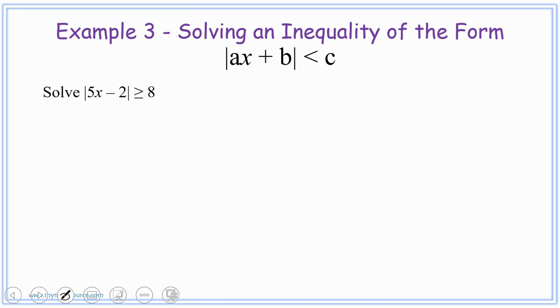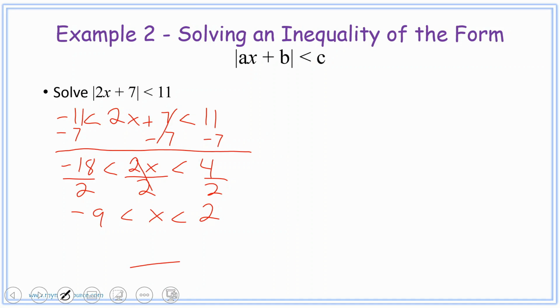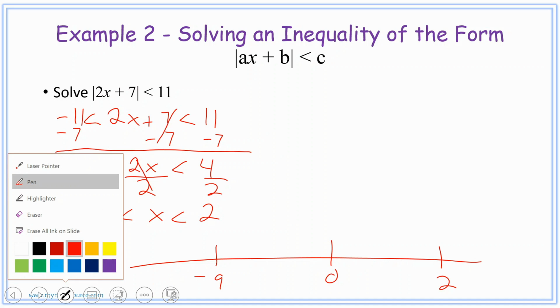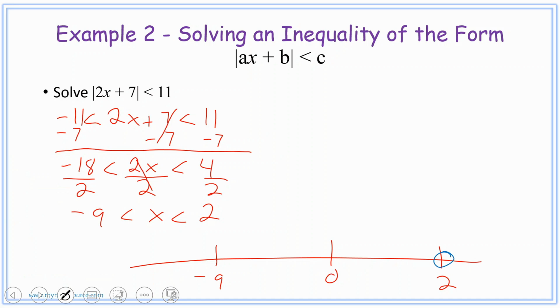And if you were to put this on a number line, you would see it as negative 9 is here, and let's just put 0 there. This is a rough sketch. Our numbers are less than 2 and greater than negative 9, so everything inside that region.